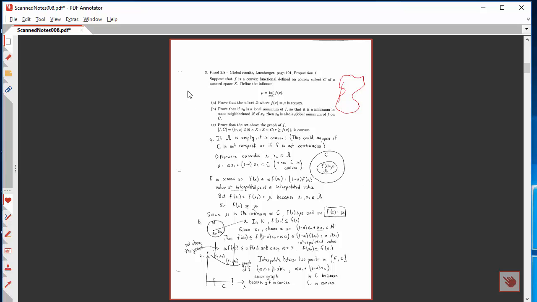Or it could happen if f is not continuous. If I sketch a function like this, goes down, excludes that point, jumps up there. That's the infimum, but it's never achieved.